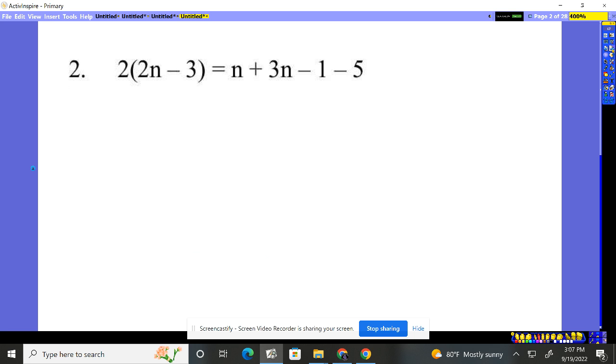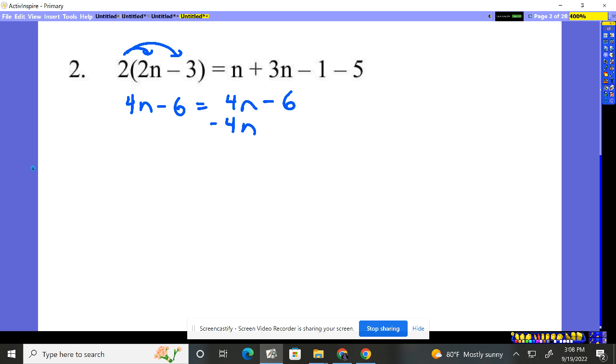Problem 2, going to distribute through again. So I'm like, okay, no big deal. 2 times 2n, 4n minus 6 equals what I have over here. N plus 3n is 4n. Lose 1, lose 5, lose 6. At this point, you should notice, hey, they're the same thing. So no matter what I do, whatever you plug in for n, if n is 5, it's going to be the same answer on both sides. All real numbers are going to work. It's an infinite number of solutions.